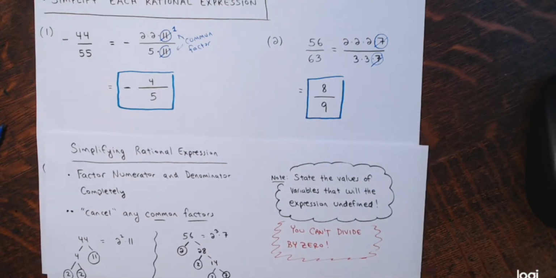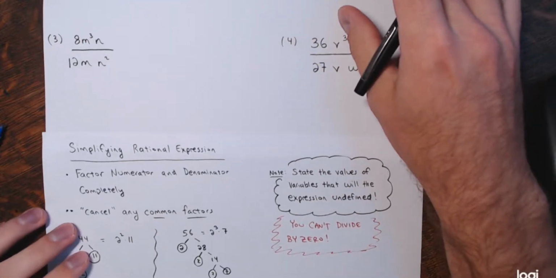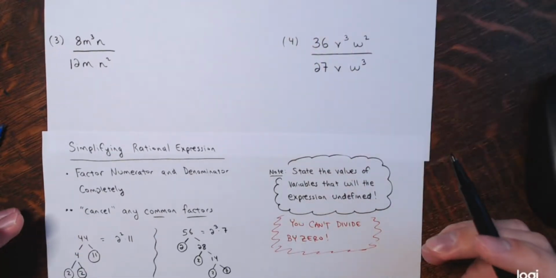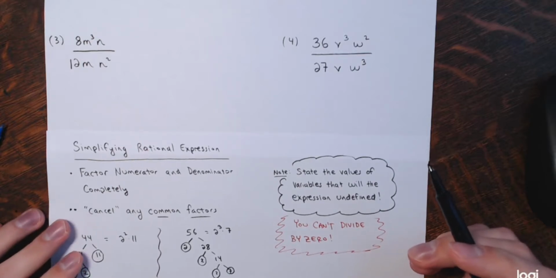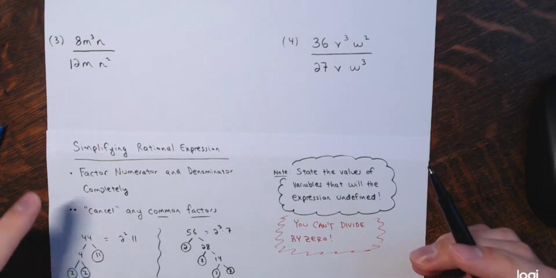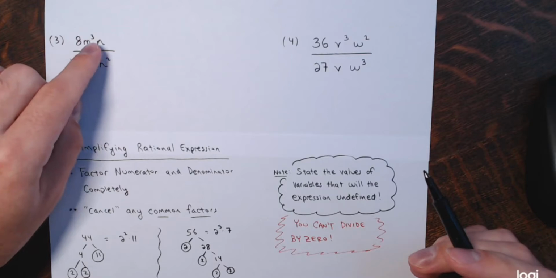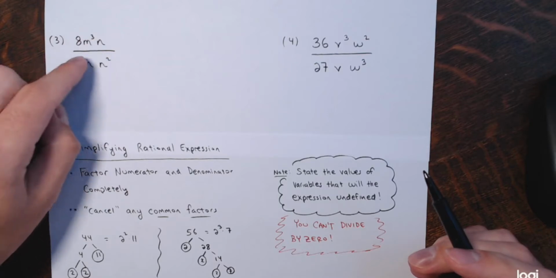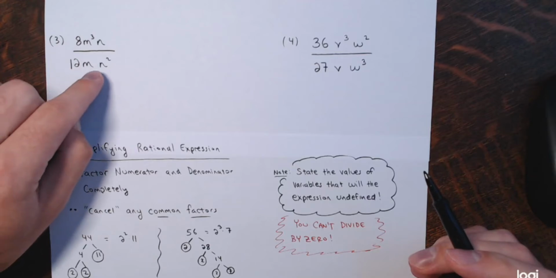Okay. Alright, so now we get into example 3, and for really the rest of the examples in the video, we have rational expressions with variables. So I have 8 times m cubed times n in the numerator, divided by 12 times m times n squared in the denominator.